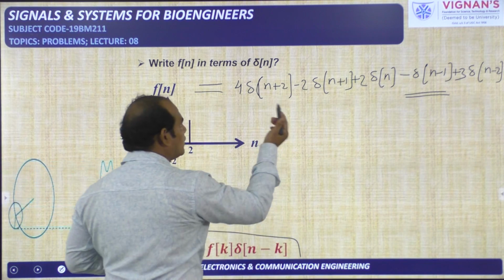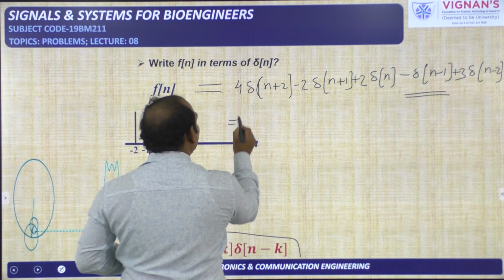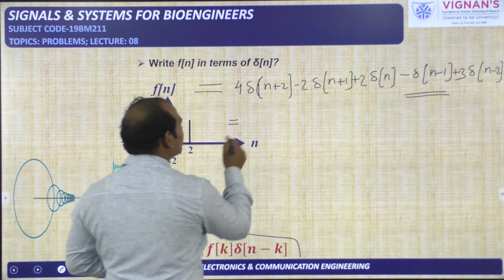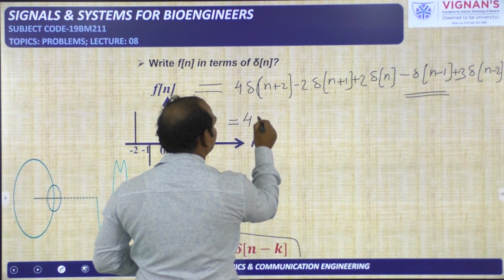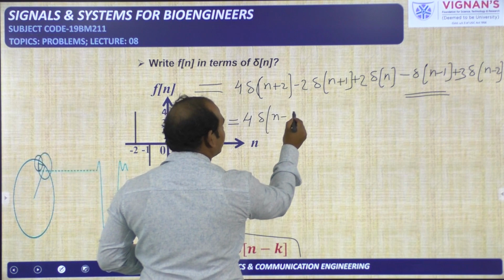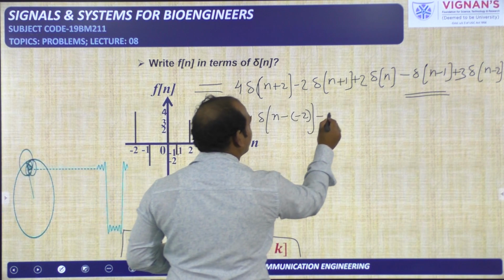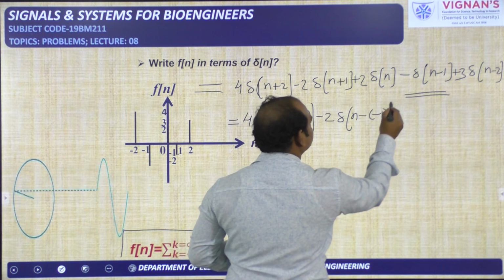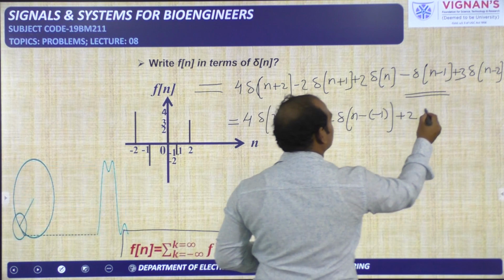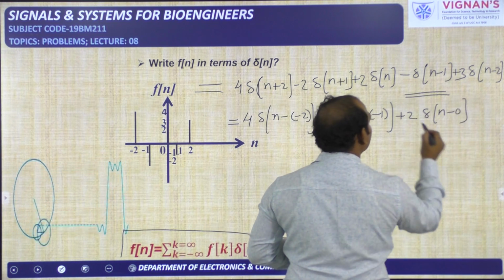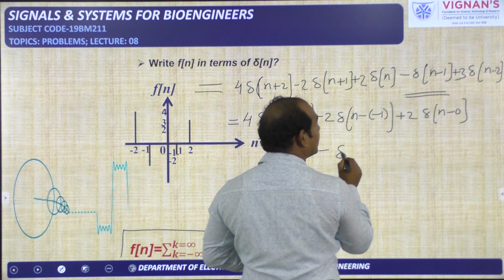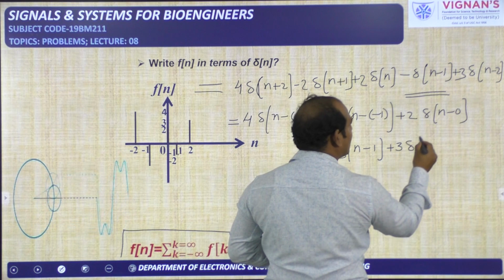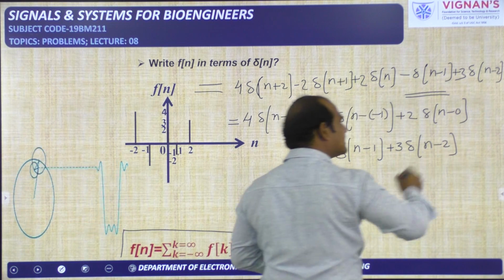Okay. Next, before going to the final equation, how to write this 4? I will write that one later. So 4 into del of n minus of minus 2, plus minus 2 into del of n minus of minus 1, plus 2 into del of n minus 0. Next, from here minus 1 into del of n minus 1, plus 3 into del of n minus 2. Like this I have written.